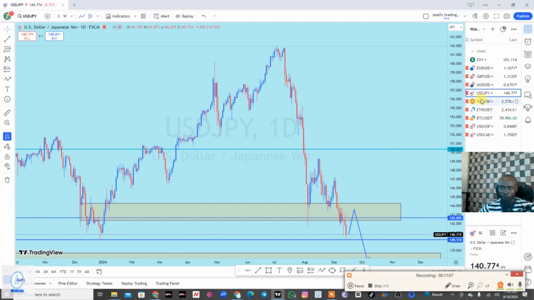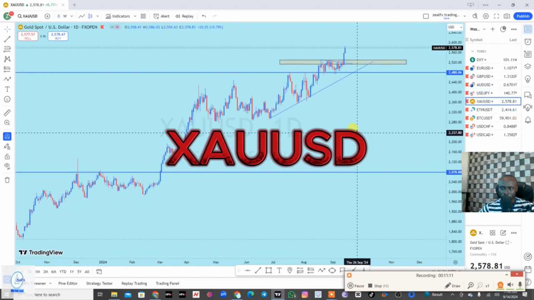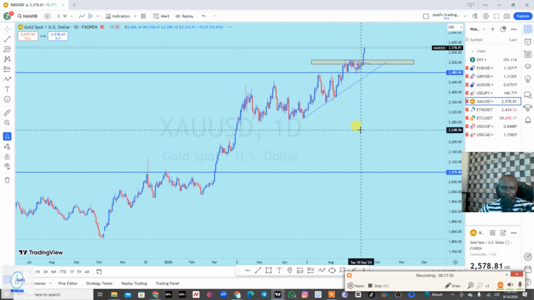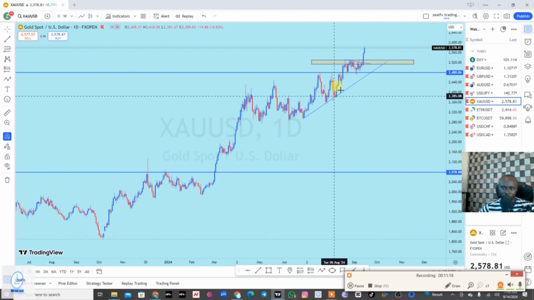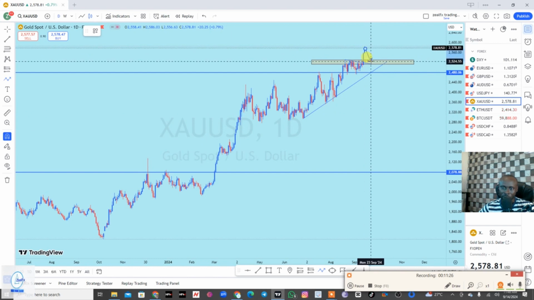So the next pair I'll be looking at now is the gold USD. On the gold USD, you can see from my daily chart that price is currently in an uptrend. So long as we have an uptrend structure, we expect price to continue to move up, but we expect a retracement back to this level. Then we expect price to continue higher.